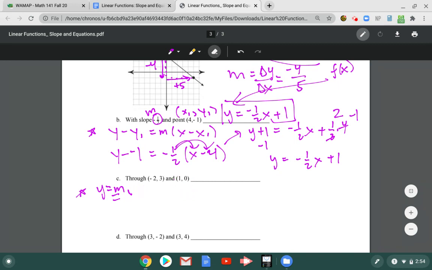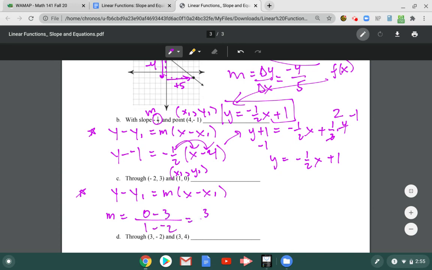Let me erase this. Do a little bit of relabeling here. So I'm going to use y minus y1 equals m times x minus x1. My point is going to be x1 comma y1. I need to go ahead and find m first. So m is the difference in my y coordinates. So 0 minus 3 over 1 minus negative 2. That's going to be negative 3 over 3 gives me negative 1.